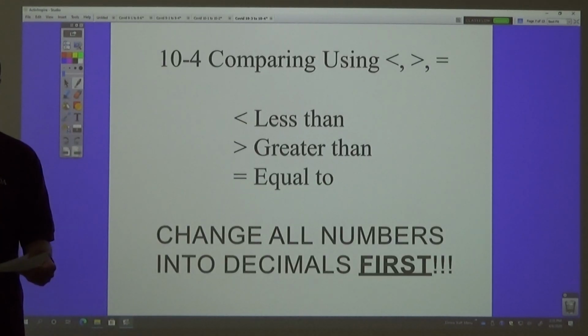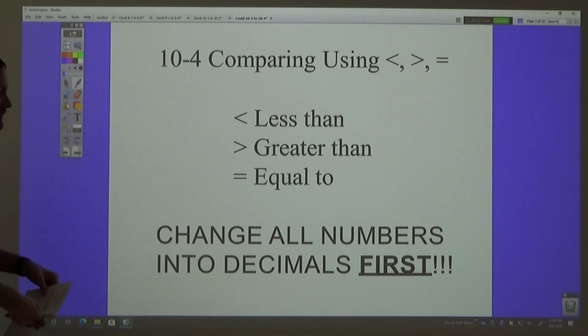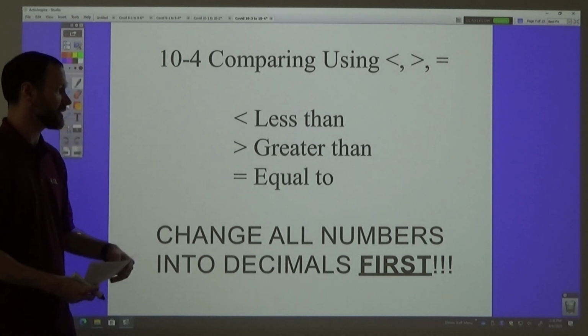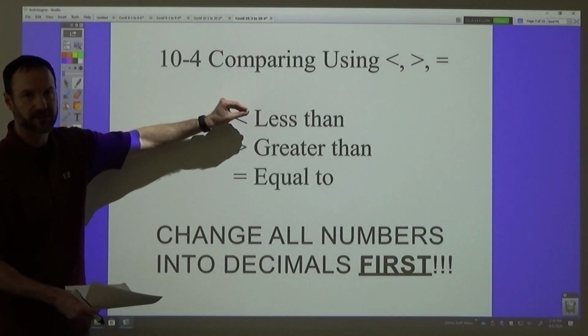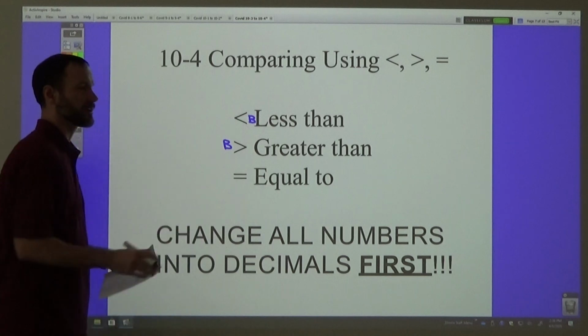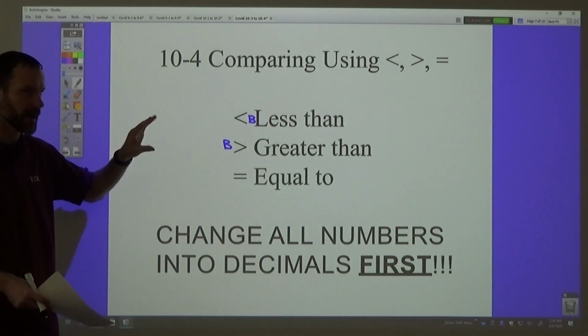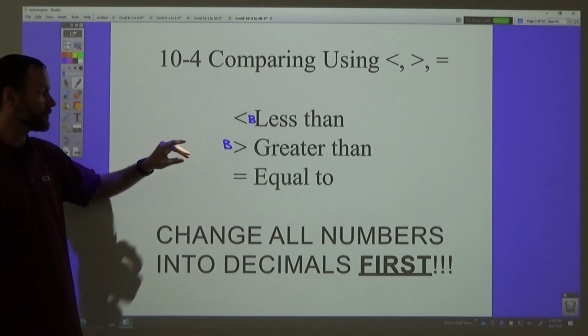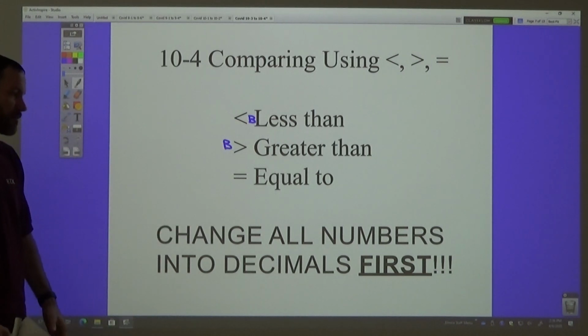The next part is comparing using less than, greater than, or equal to. You learned at the elementary level, remember the mouth opens towards the bigger number. So your bigger number is going to go here, your bigger number is going to go here. You want to eat the more number of M&Ms, that's how most elementary teachers do it. So the mouth opens towards the bigger number.